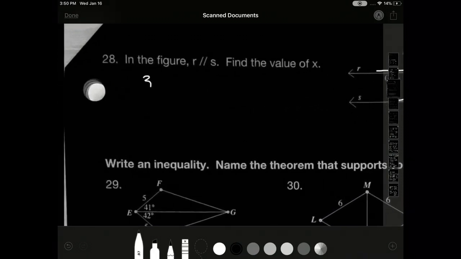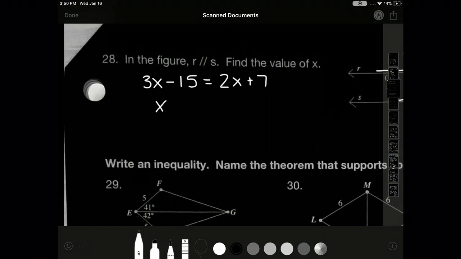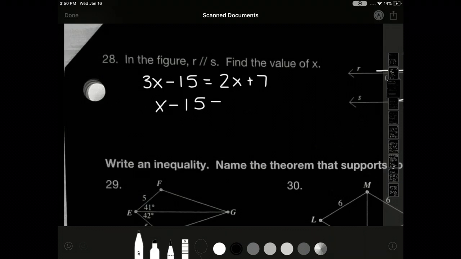So 3x minus 15 equals 2x plus 7. So we can subtract the 2x from both sides, so we get x minus 15 equals 7. And then we can add the 7 and the 15 together. So we get x equals 22.